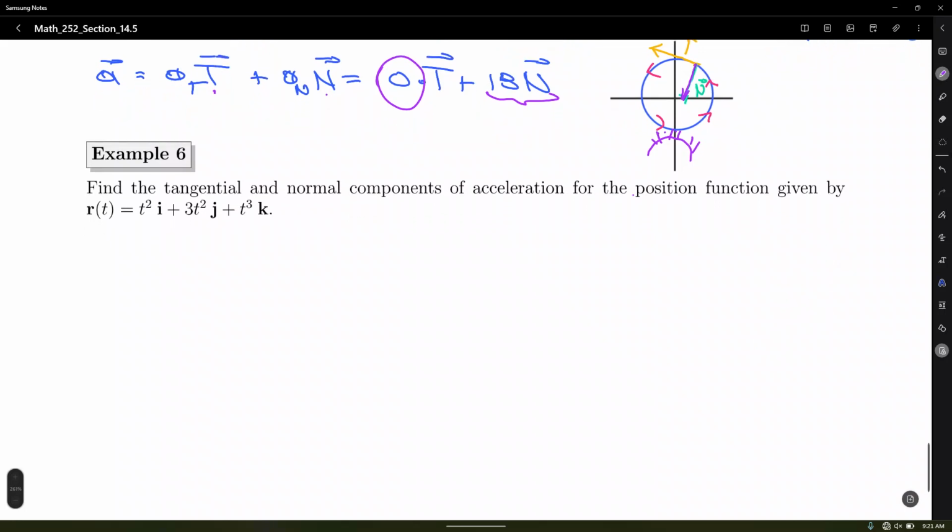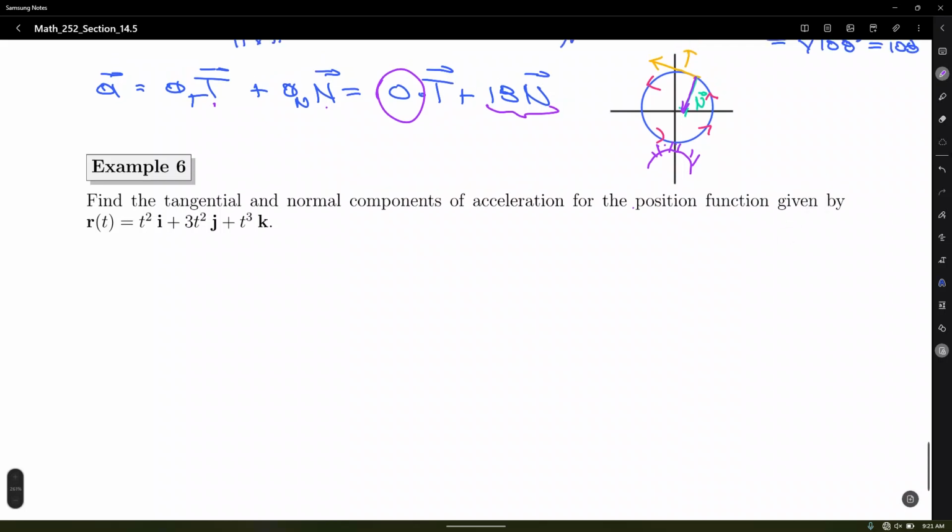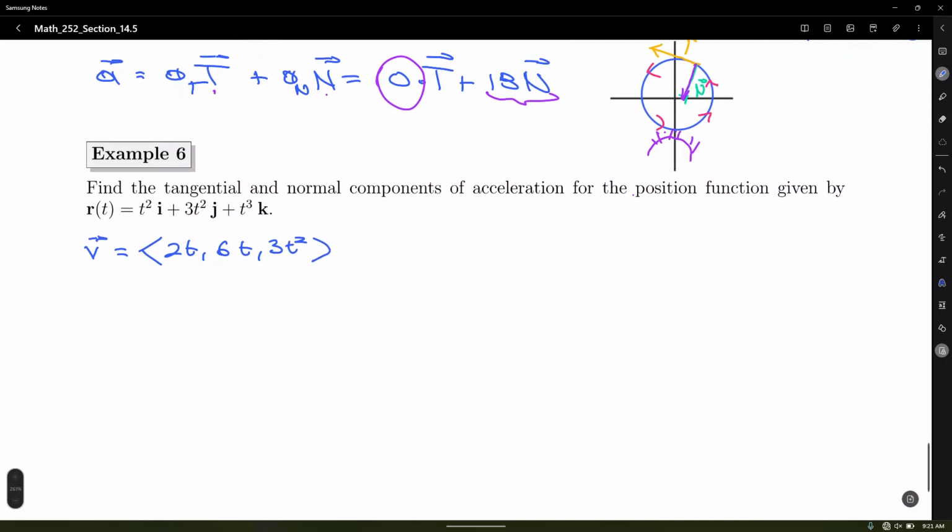Again, in this case, I'm going to use the second alternative formula for the normal component of the acceleration. Well, first of all, let's find the derivative, that is the velocity. That is 2t, 6t, 3t squared. And acceleration, that is 2, 6, 6t. Okay? Alright, well, for the tangential, we need the velocity function and its magnitude.